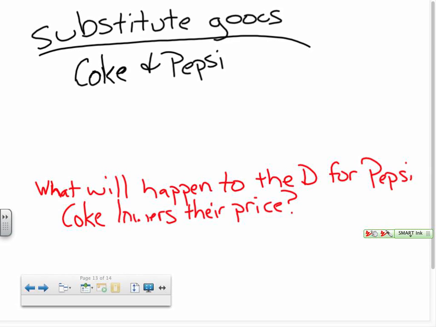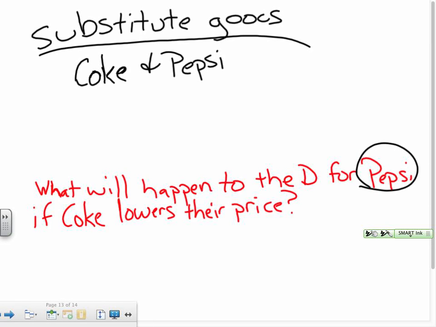So this question says, what will happen to the demand for Pepsi if Coke lowers their price? What will happen to the demand for Pepsi if Coke lowers their price? Now notice, this question is asking you about Pepsi. What's going to happen to Pepsi if Coke lowers their price? Remember, Coke and Pepsi are considered to be substitute goods.